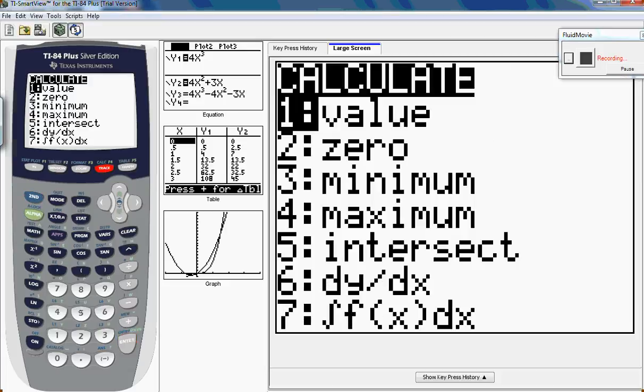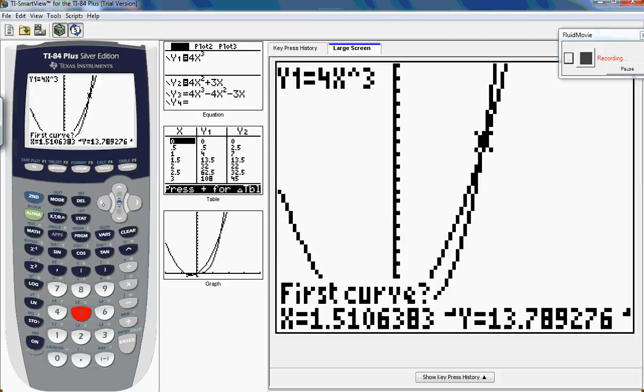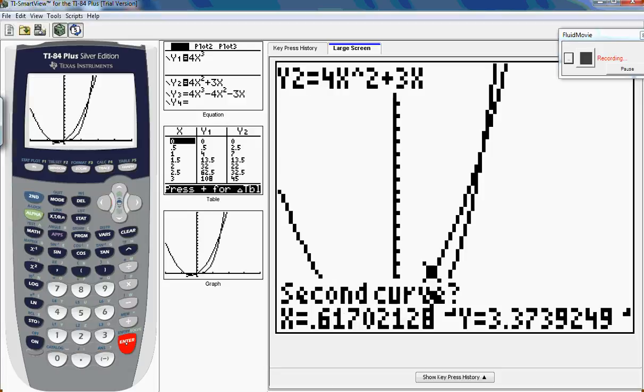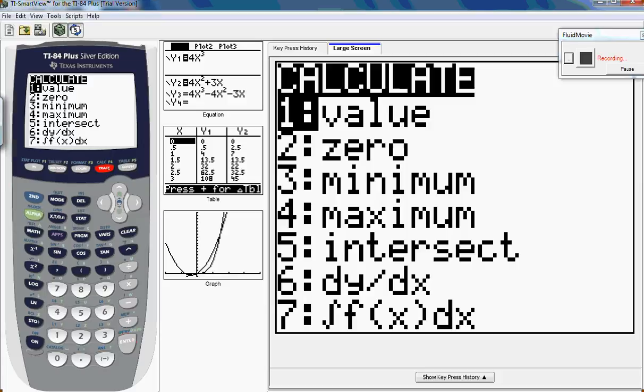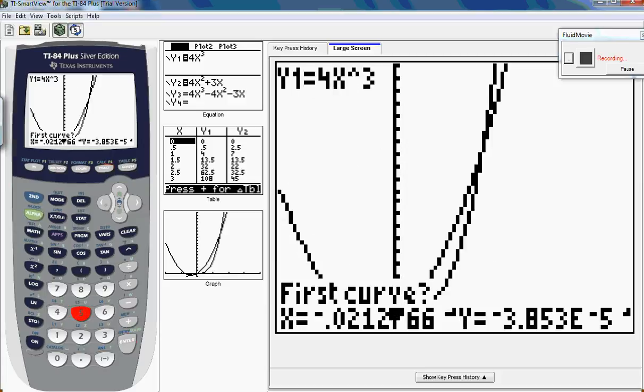Second calc. Let's go to intersection again. Let's go a little bit closer to that second intersection. Maybe I should have changed this window. We'll go a little bit closer here. We are on y1. Take a look in the top left corner. So y1, y2. This should give us what we need. We're on our second curve, y2. Enter. There we are at 0, 0. So that's another one.